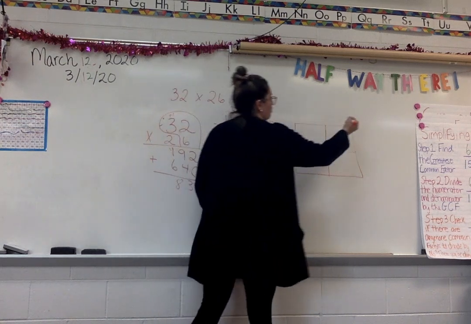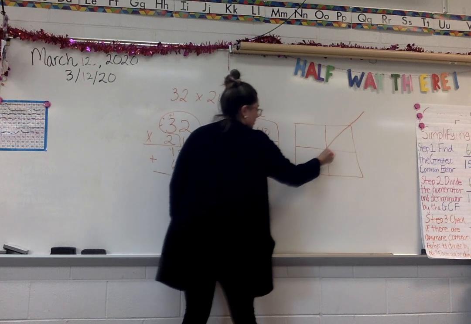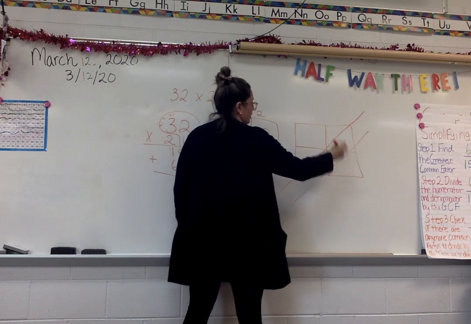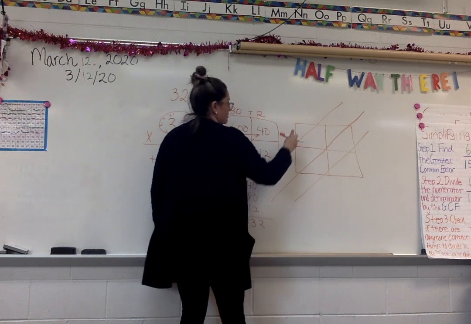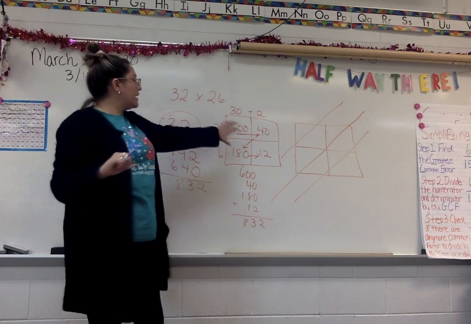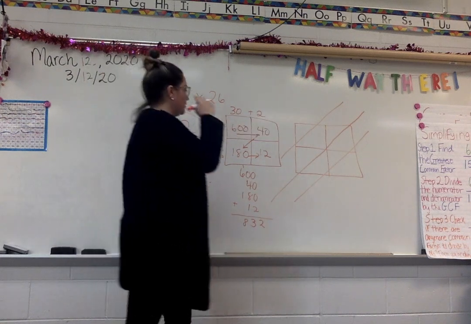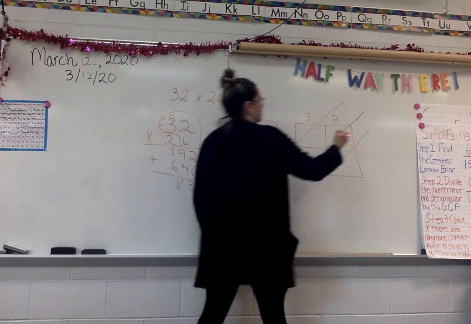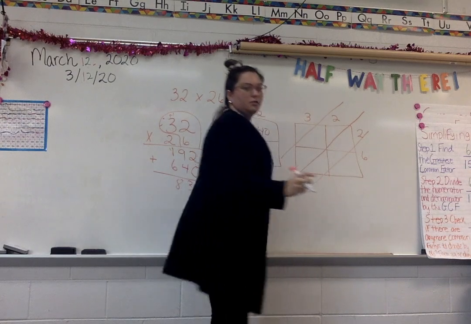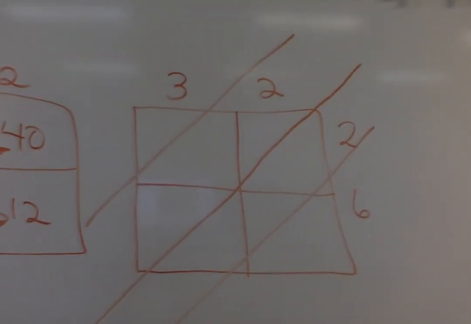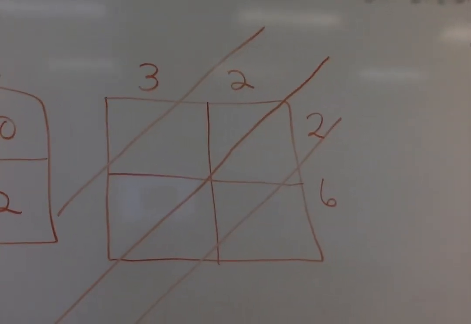Then you're going to draw one big diagonal line through the middle, another one in the middle of this box, and another one in the middle of this box, okay? So just like I would in area model, I'm going to break up my numbers over here. So I have 32 times 26. Let me move this closer so you guys can follow me and get this set up. Okay, so 32 times 26.